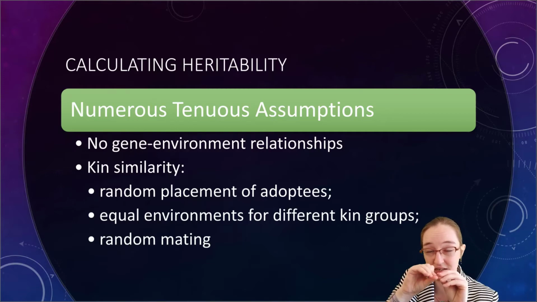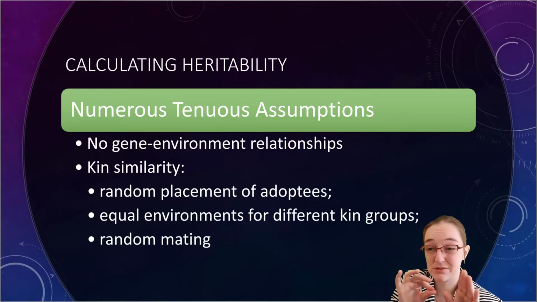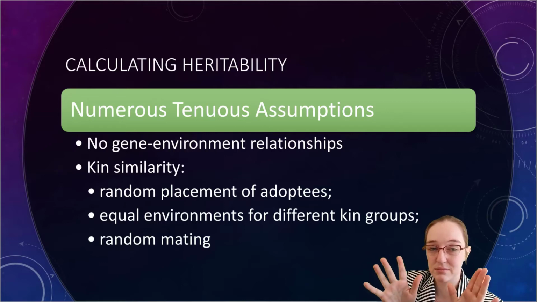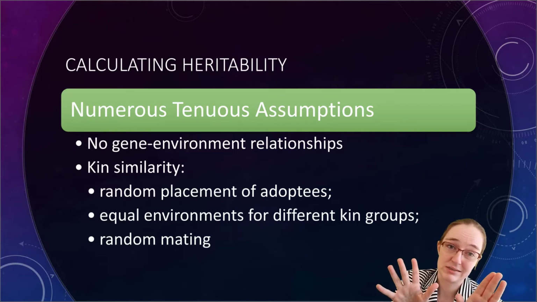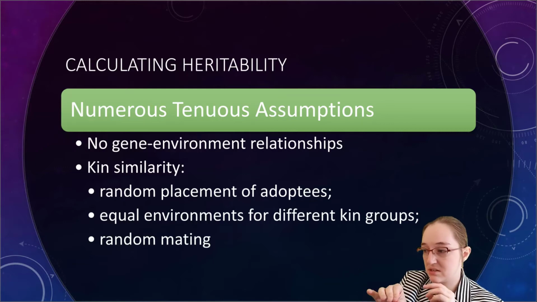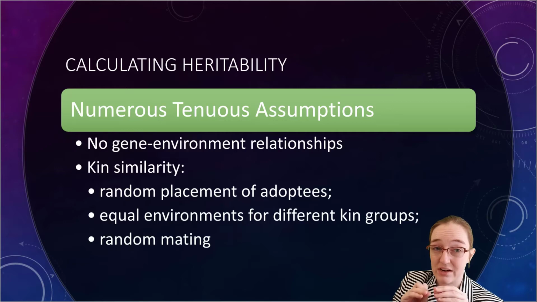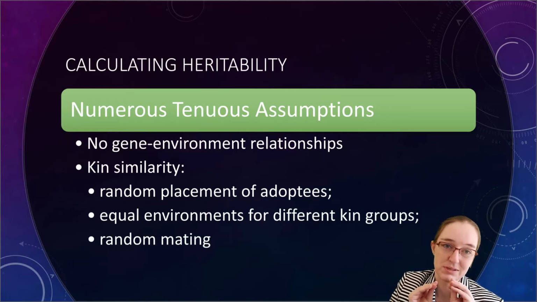Now in that basic correlation, the reason we double that difference is because of all these assumptions about relatedness. So you have to have random placement of adoptees. So adoptees, it has to be random, because you're assuming for adoptees that there's no common genetics between them and their other adoptee siblings. You also have to assume that there's equal environments for different kin groups, so that cousins raised in the same home are treated exactly the same way that you would treat full siblings raised in the same home.